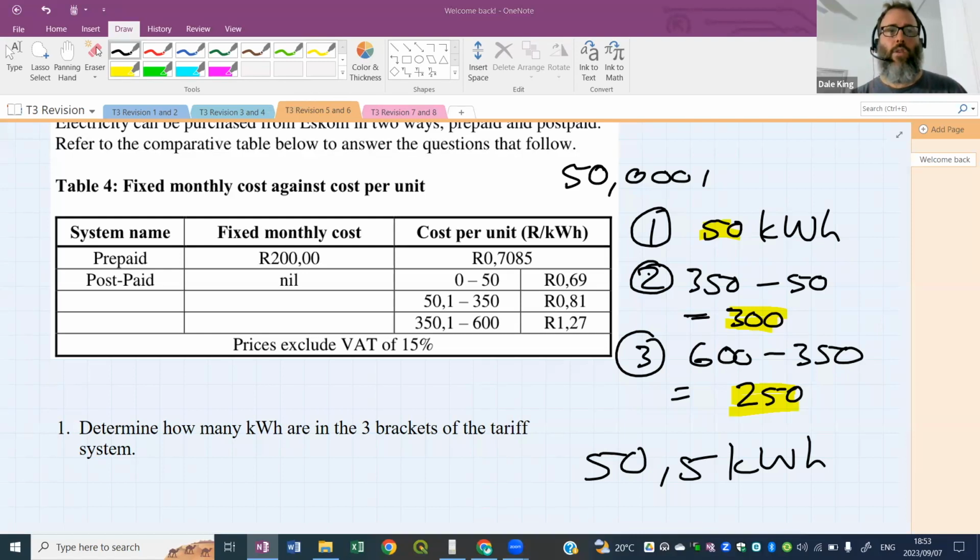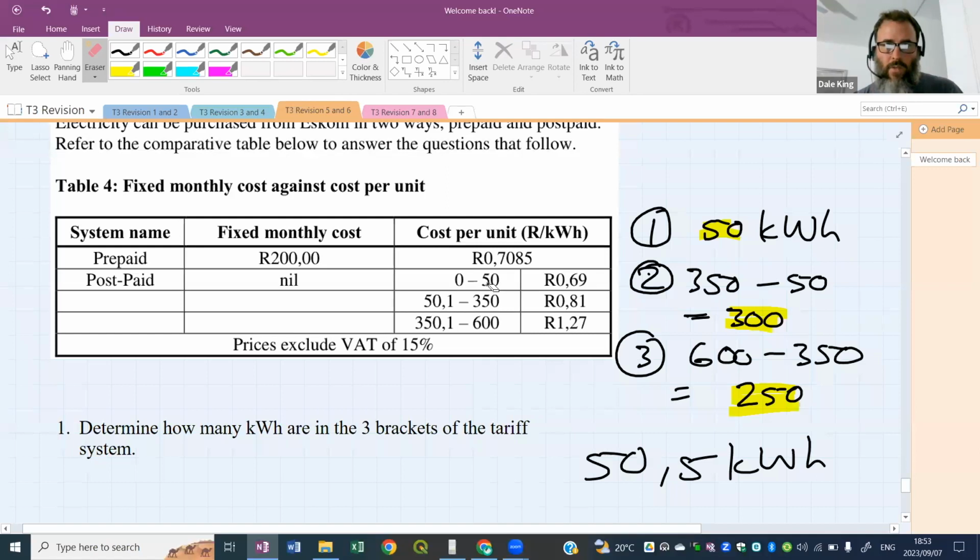So question one says, how many kilowatt hours are there in each bracket? In the first bracket from 0 to 50, how many kilowatt hours are there? We can see they're written on the side. The first bracket is 50 kilowatt hours. 50 minus 0 is 50. The second bracket from 50,1 to 350, which is the same as just over 50 to 350, we've got about 300 kilowatt hours there. And in the last one from 350 to 600, we've got 250 kilowatts. So we've got 50 in the first, 300 in the second, and 250 in the third.